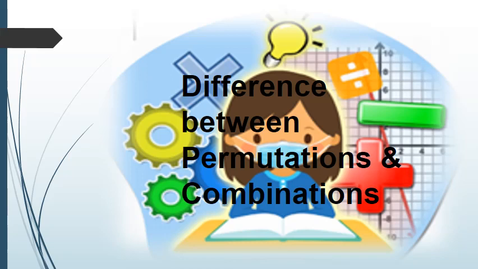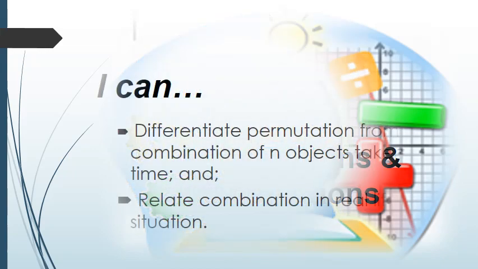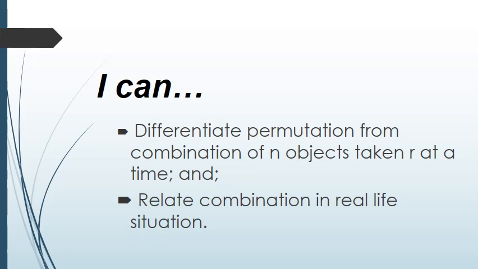Our topic for today is the difference between permutations and combinations. But before we proceed to our discussion, let's read our learning targets. I can differentiate permutation from combination of n objects taking r at a time, and relate combination to real-life situations.